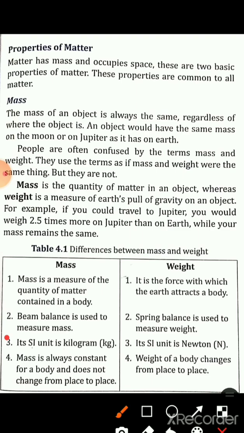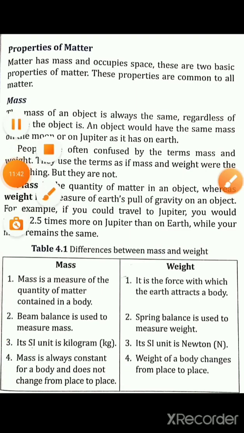And mass is always constant for a body, that means it remains the same. It doesn't change from place to place. Whereas weight of a body changes from place to place because the gravity is different at different places. So in this way we can differentiate mass and weight, students.